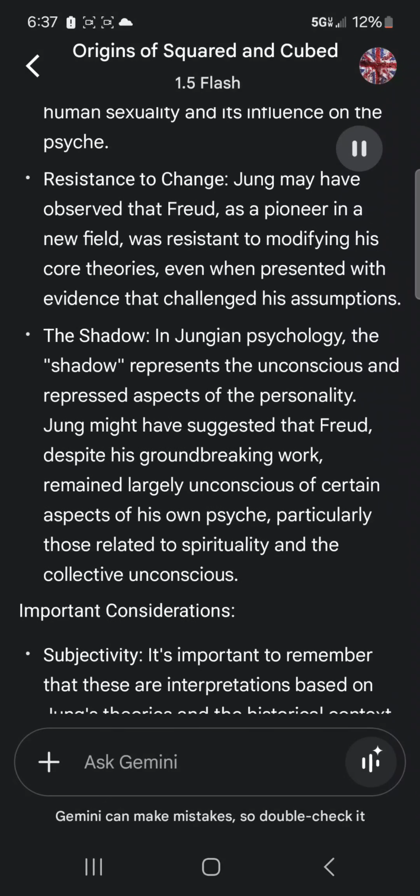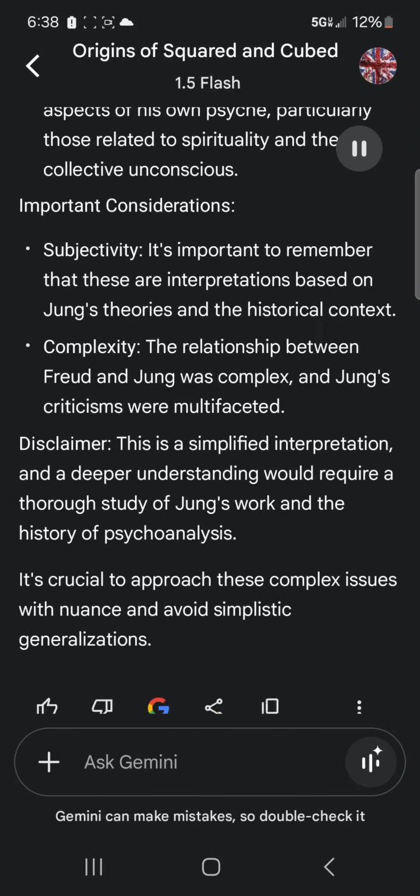Jung may have observed that Freud, as a pioneer in a new field, was resistant to modifying his core theories, even when presented with evidence that challenged his assumptions. The shadow. In Jungian psychology, the shadow represents the unconscious and repressed aspects of the personality. Jung might have suggested that Freud, despite his groundbreaking work, remained largely unconscious of certain aspects of his own psyche, particularly those related to spirituality and the collective unconscious.